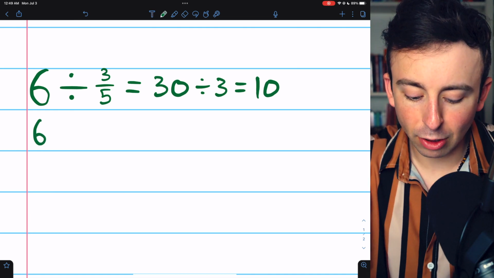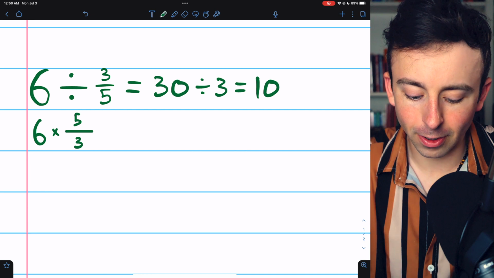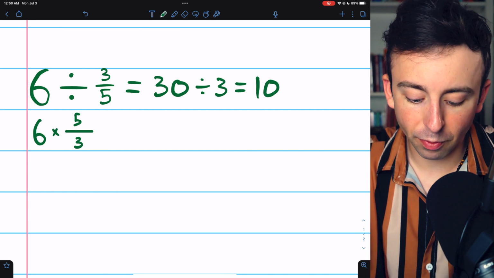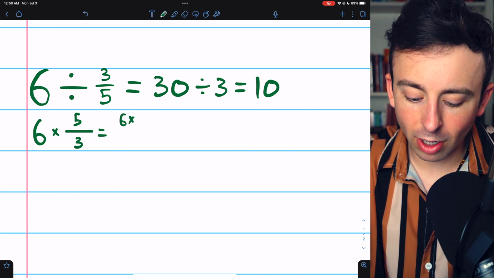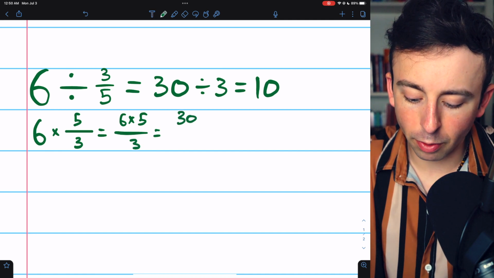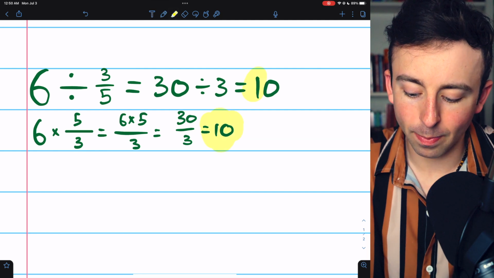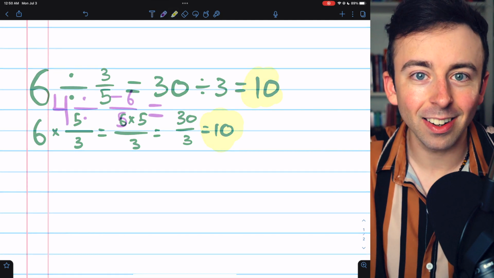Keep the 6, switch the division to multiplication, and flip the 3/5 to 5/3. And then 6 times 5 over 3 is 30 over 3, which is 10. Again, we're doing the same thing either way. We get the same answer. It's 10. One more problem.